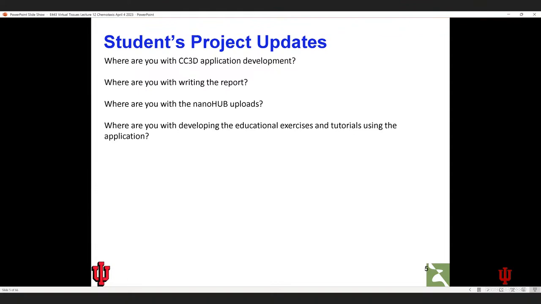So our team, we have the Morpheus model that we're translating into CC3D. There's still quite a bit of work to do with that. As for writing the report, figuring out the NanoHub uploads, and the educational exercises, we have to begin on that as well, to be completely honest with you. So you spoke on splitting the work, and that's something we still need to discuss. So this week we're planning on hitting it harder in the second half of the week and catching back up.